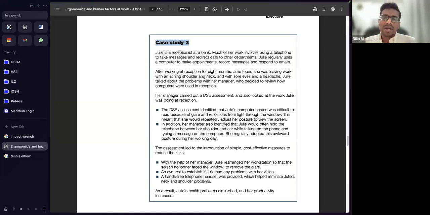Yes. So again, the solutions are very straightforward and simple solutions. So what is the problem is, Julie is working at reception, and the nature of the job is to use a telephone to take messages and redirect calls. And she uses a computer to make appointments, record messages, and respond to emails. Okay. So she complained of neck and shoulder pain and headache and sore eyes.